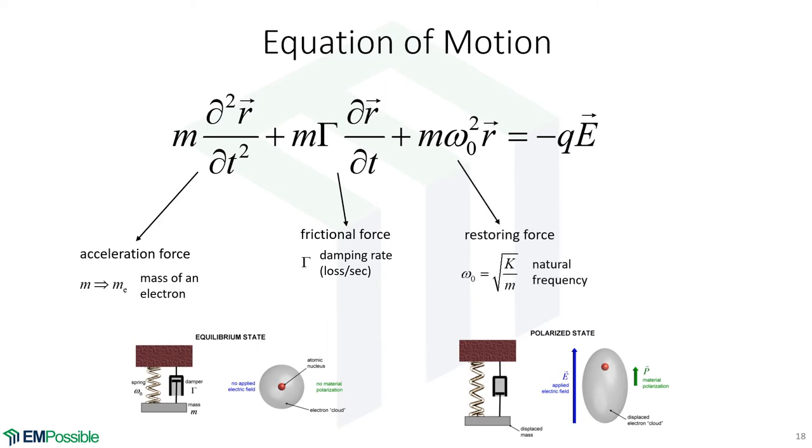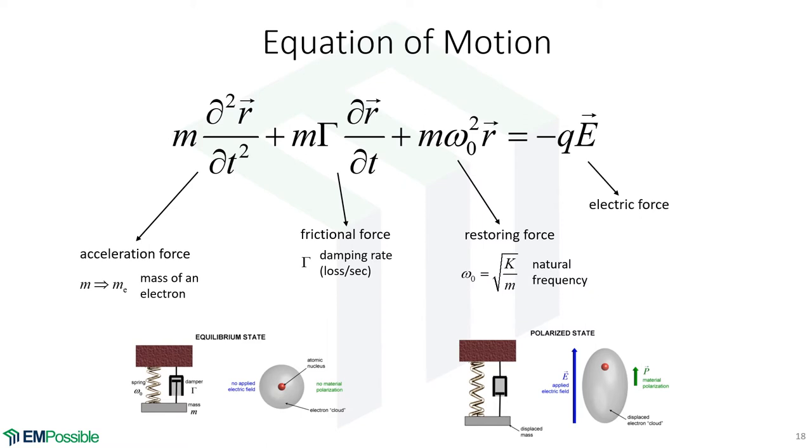We have our restoring force. This is the force of the spring. Or for the atomic scale model, this is the electrostatic attraction between the nucleus and the electron cloud that's keeping it in place. And it is a resonant phenomenon. And so here is our resonant frequency, omega naught squared, and that's multiplying just position.